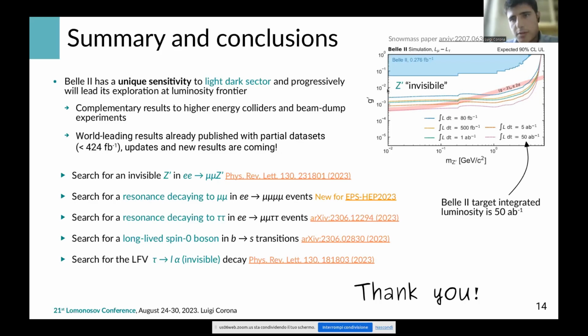Here I put a plot as an example for the Z prime to invisible to show you what we can do for different luminosities, in particular for the Belle II target integrated luminosity, which is 50 inverse attobarns. Okay, this is the list of the analyses that I presented, so that's all for my presentation. So thank you so much for the attention.